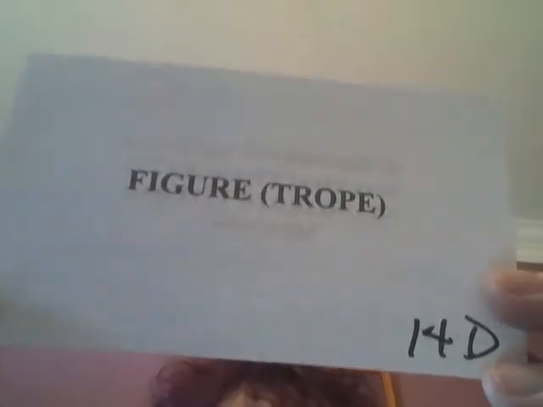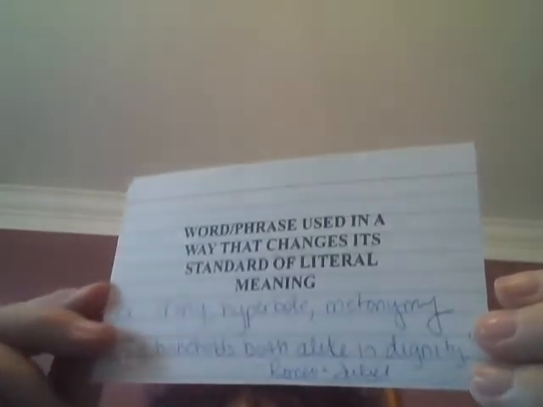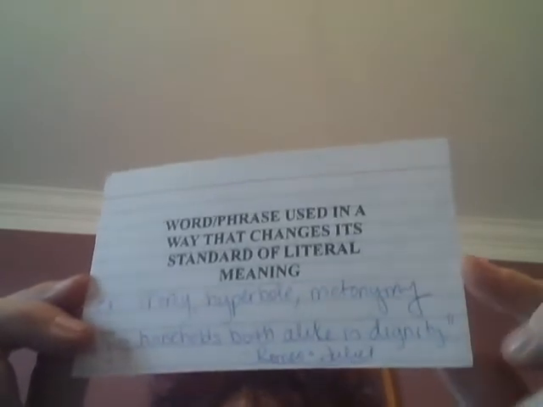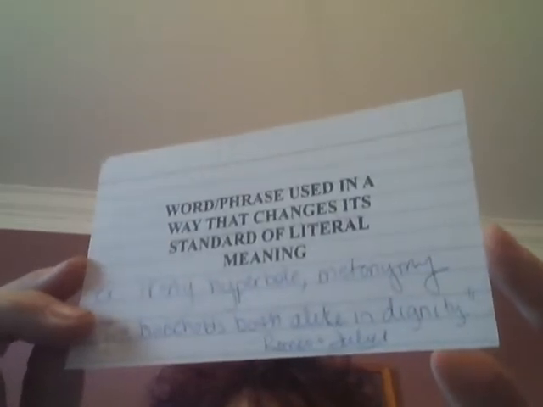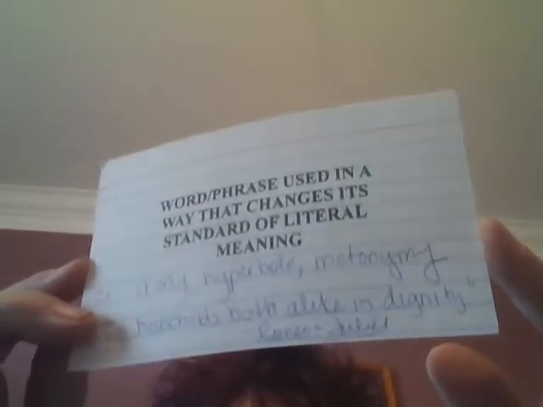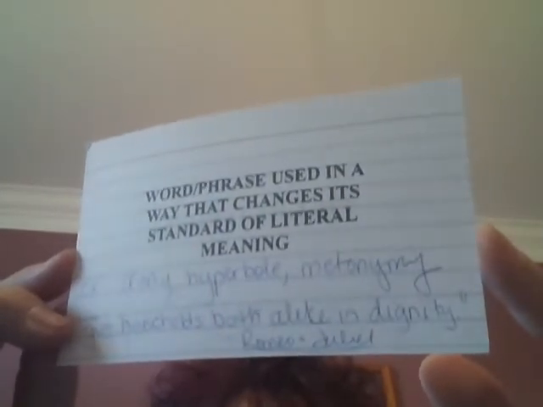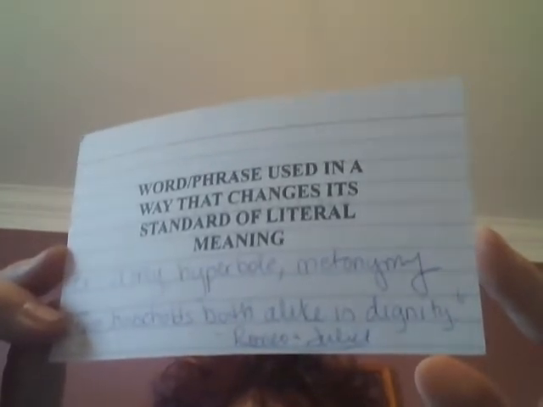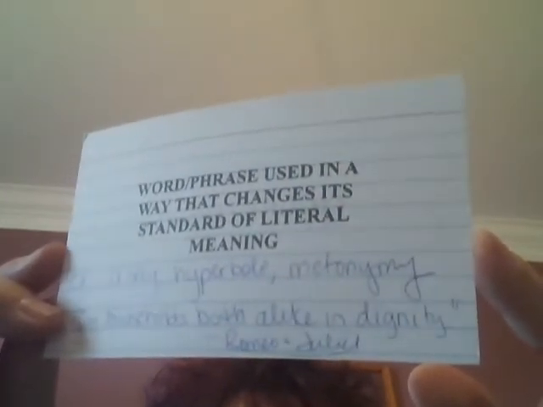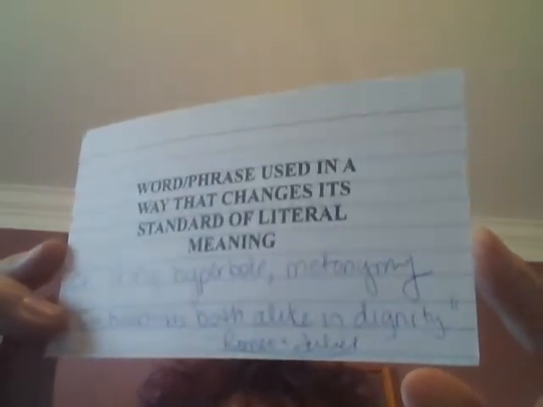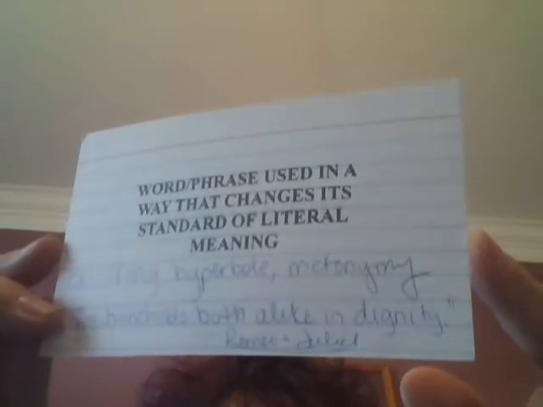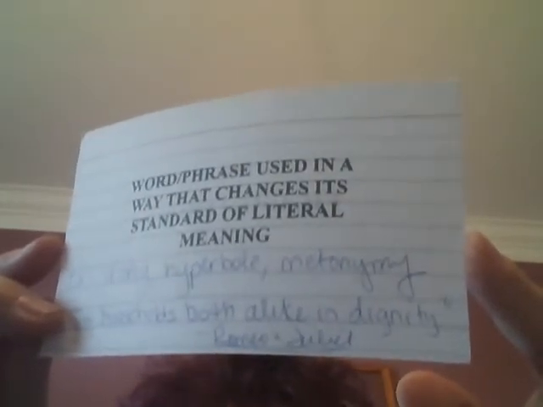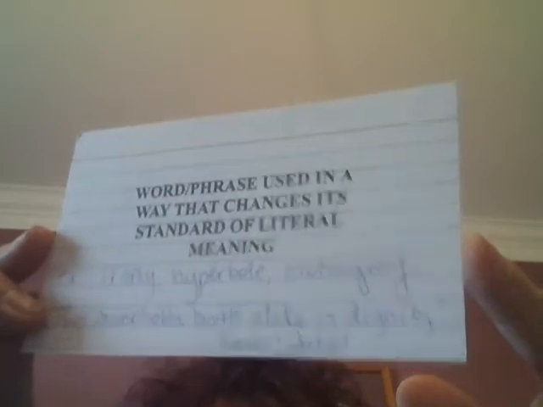A figure, often called a trope. A word or phrase used in a way that changes its standard or literal meaning. Pardon me, I've got some typos from the ofs and the ors. Example: irony, hyperbole, metonymy, from Shakespeare's Romeo and Juliet: Two households, both alike in dignity. And that's a trope because it is obviously ironic that he says they're alike in dignity when the Capulets and the Montagues are fighting at the beginning of the play, and neither one of them shows any dignity at any point in time throughout the play because of their fights until the very end when their children are dead.